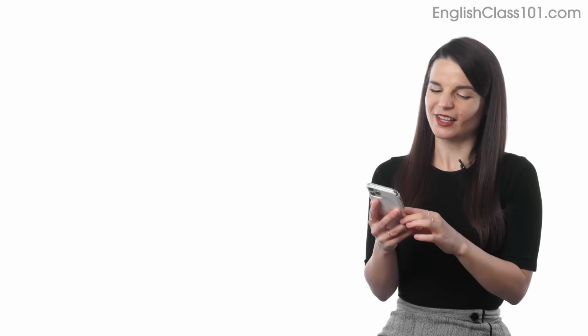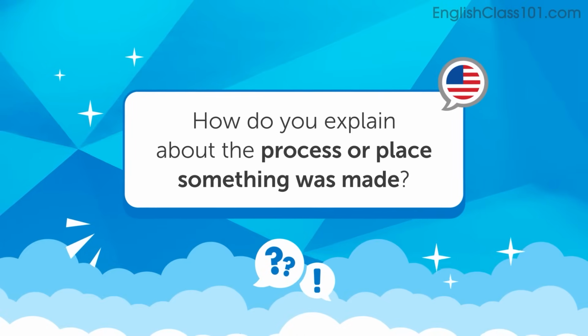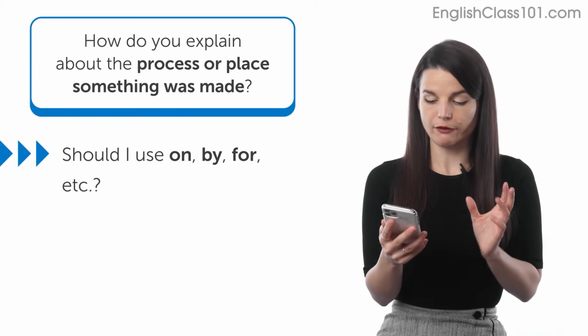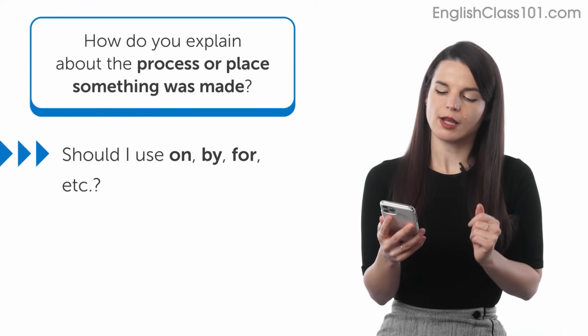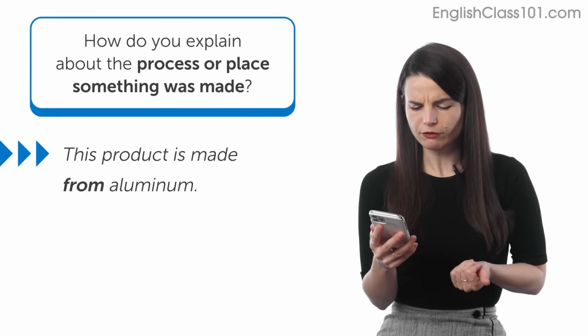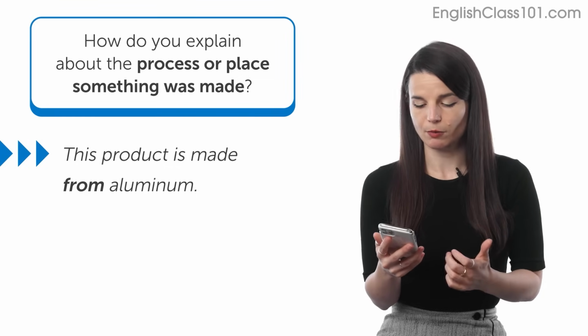Okay, let's move on to your next question. Next question comes from Laszlo. Hi Laszlo. Laszlo says, hi Alisha, how do I explain the place something was made or the materials? Should I use on, by, for, etc.? For example, should I say, this product is made by aluminum or made from aluminum? What's the difference? And what are some common ways to talk about this?